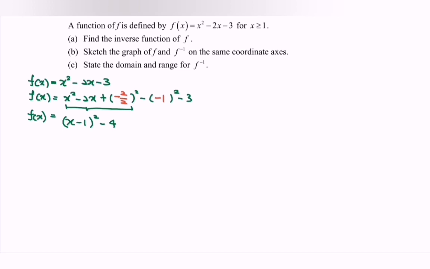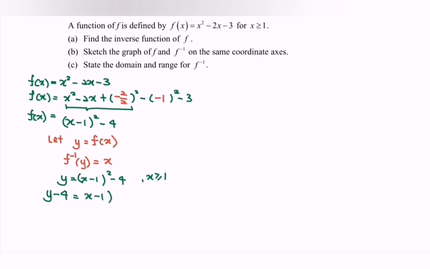Next, we are going to find the inverse. Let y = f(x). Then f inverse of y is equal to x. So in this case, y = (x - 1)² - 4. Kindly take note that x must be greater than or equal to 1. Next, try to make x the subject. So y + 4 = (x - 1)².